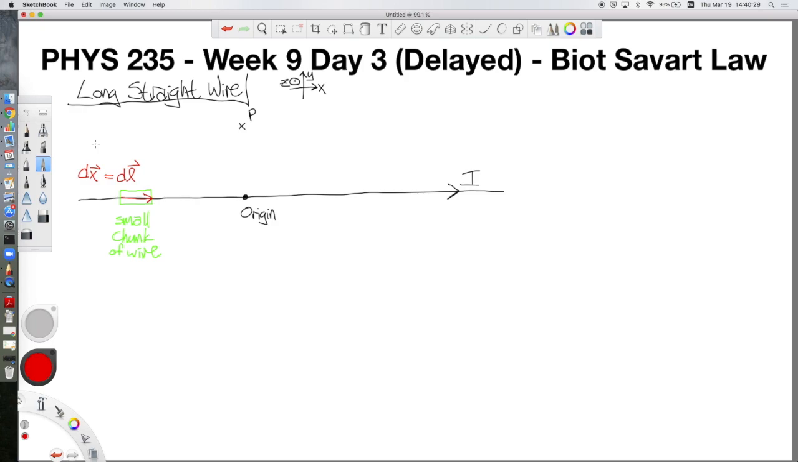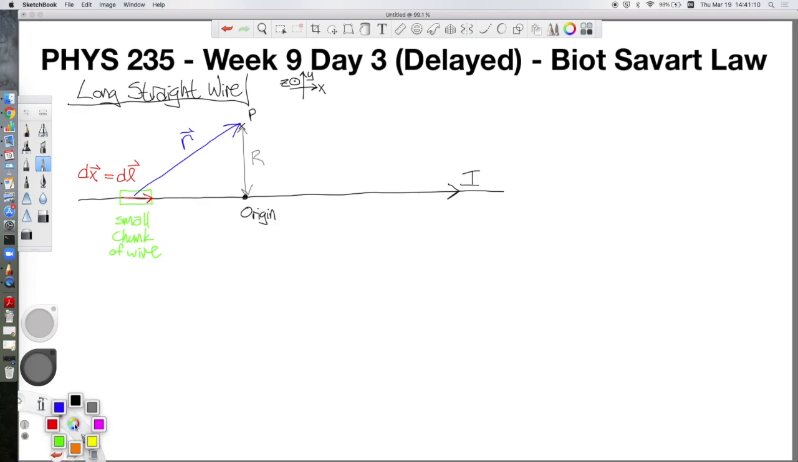So, next thing we need to do is label a couple of helpful vectors. The vector r here will go from the small chunk of wire, the source of the field, to the location where we want to know the field, or the test location. And this distance of this point P from our wire, we're just going to call this R. So we want to know what's the magnetic field at point P and how does it depend on the distance of point P from the wire itself.